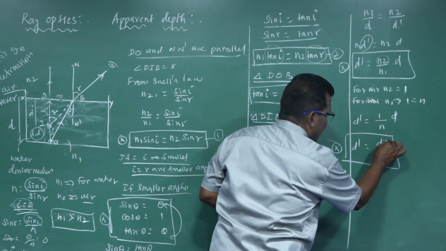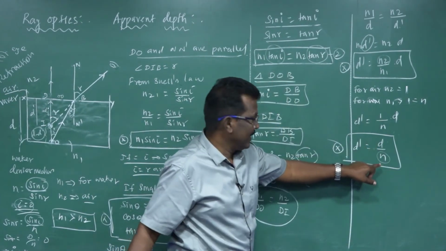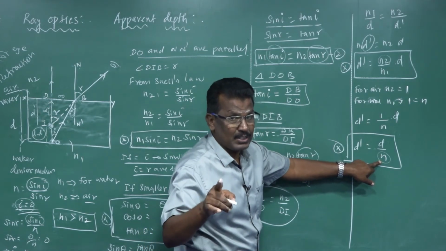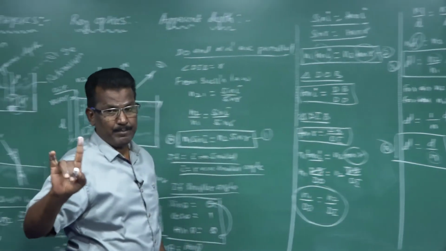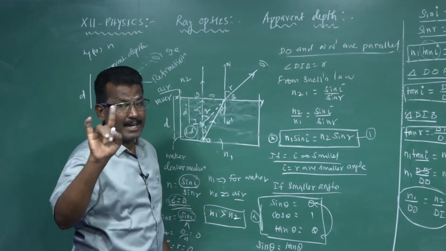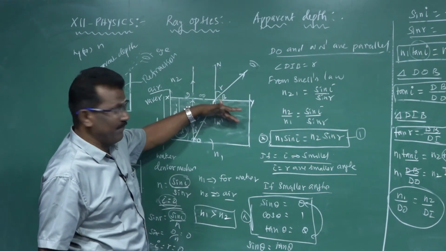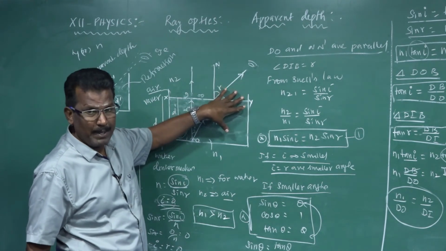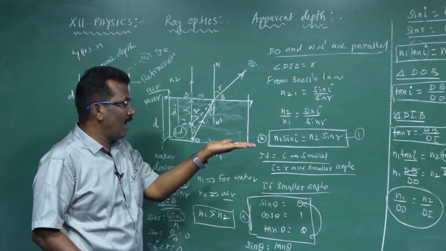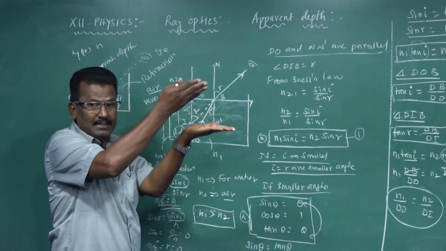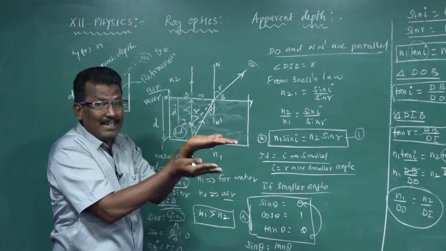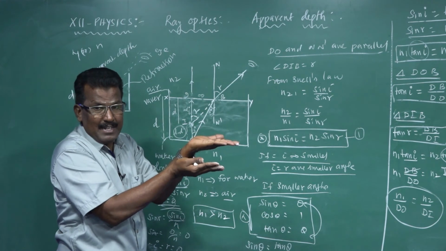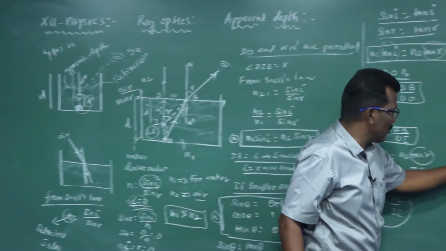So D is the original depth, and n represents the refractive index. Only for air it is 1. For any medium it is greater than 1. If any liquid is filled, or any solid body is also filled, the object appears to rise, not to the original, always lesser than the original depth. So D prime is equal to D by n.